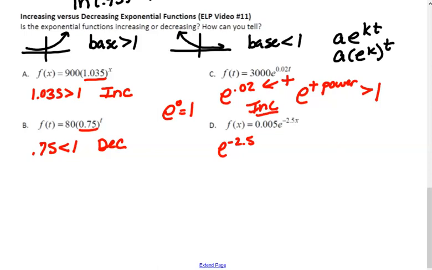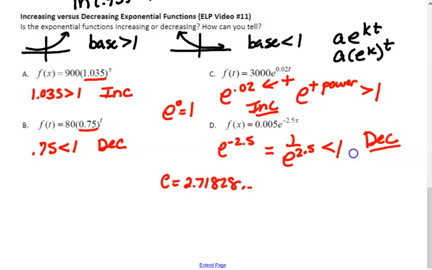e to a negative power is the same as 1 over e to a positive power. Remember, e itself is the number 2.71828, so e itself is already a number bigger than 1. So 1 over that is going to be less than 1, which means this is a decreasing function.